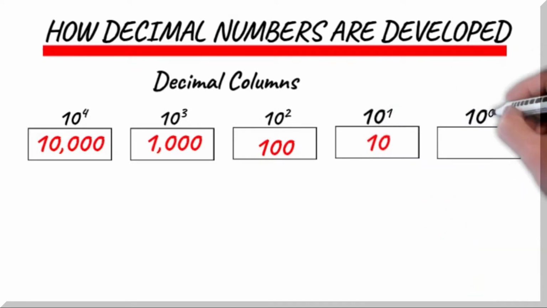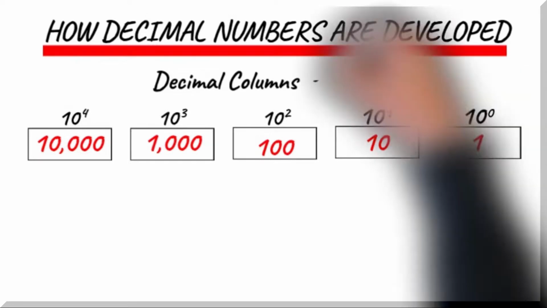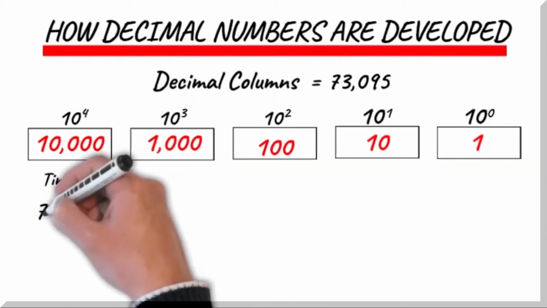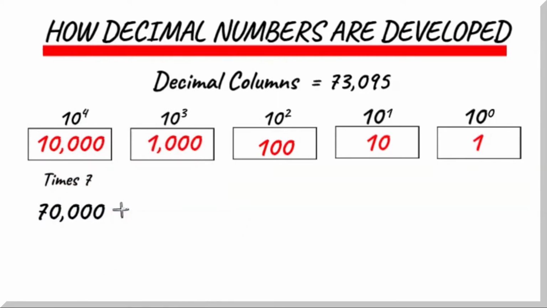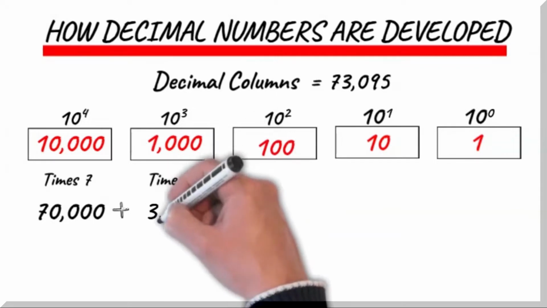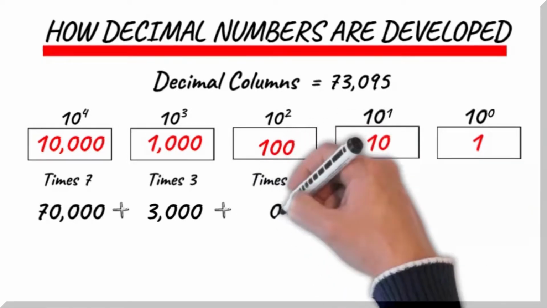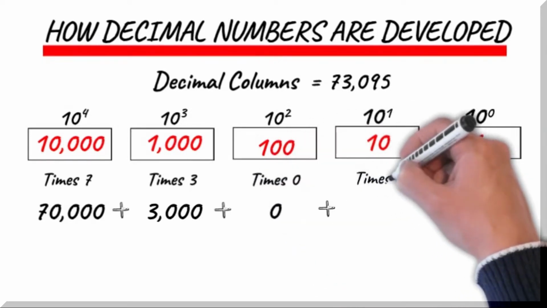Let's assume we're trying to develop the number 73,095. To get there, we will multiply each of the columns by one of the 10 decimal digits. The first thing would be to multiply the 10,000s column by 7, which would give us 70,000. Next, multiply the thousands column by 3, bringing the combined total of the first two columns to 73,000. Not to go over our target, since only 95 more is needed, the 100s column would be multiplied by 0.